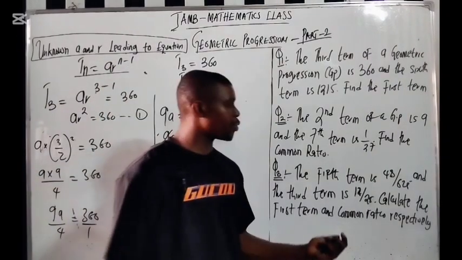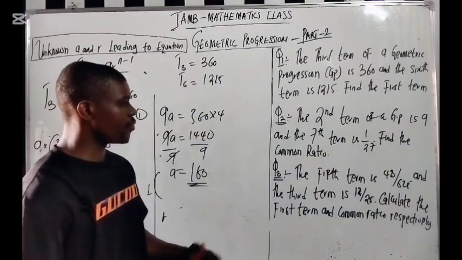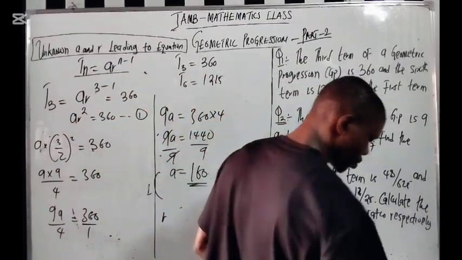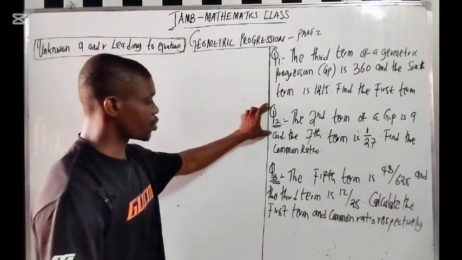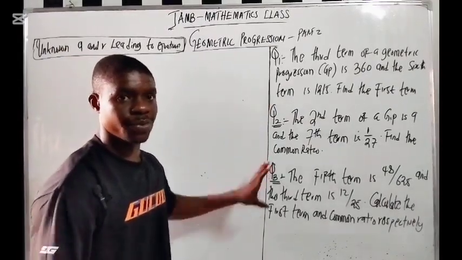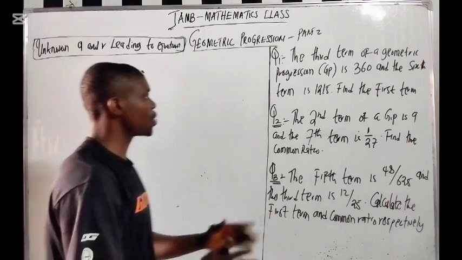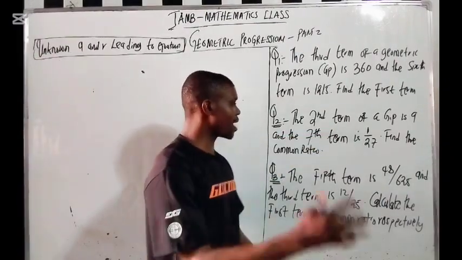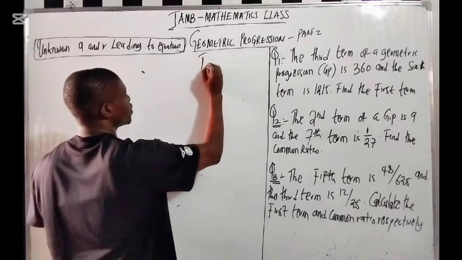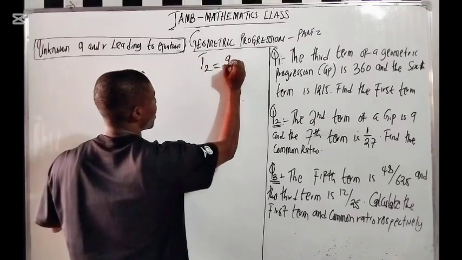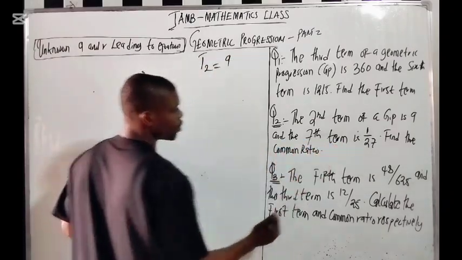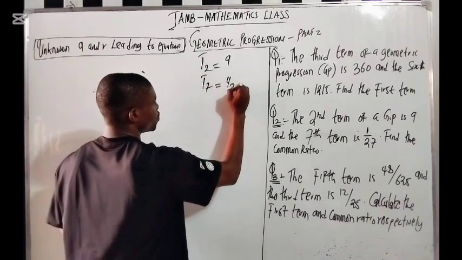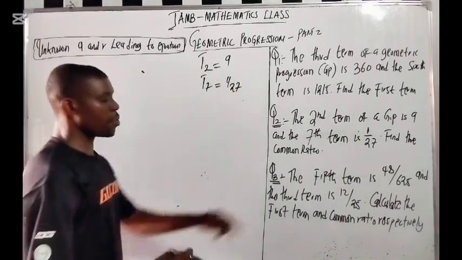Now it's the same approach here. Now we have to look at question 2. Based on this question 2, then you saw this question 3. You know that you are done with this video, part 1, part 2. The second term of a GP is 9, so T2 is equal to 9. And the seventh term is 1/27, so T7 equals 1/27. Find the common ratio.